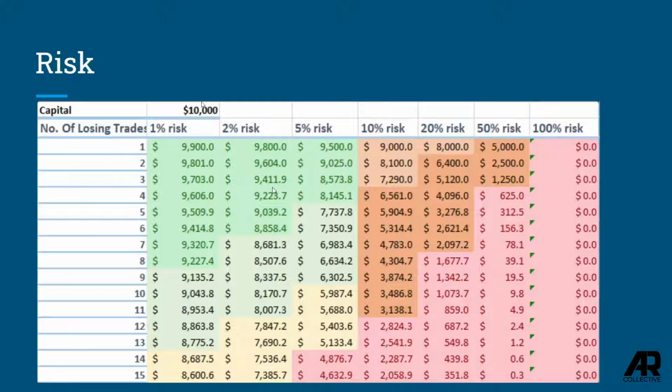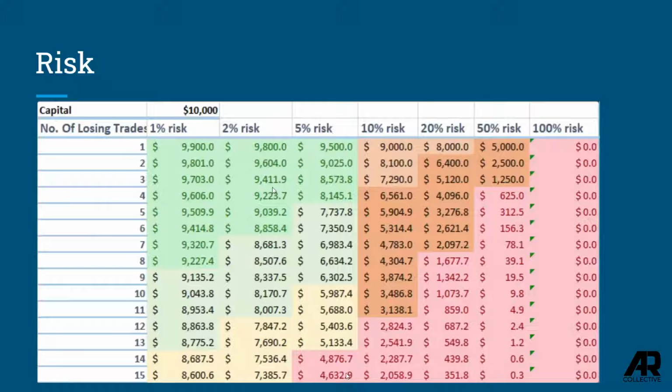So you have $10,000, and these are the numbers of losing trades. Of course, you may not have 15 repeating losing trades, but this is just an example of what risk can do for you, right? So we can see that if you risk 1% of that $10,000, it's very hard for you to get down to zero, right? Even if you have 15 losing trades back to back, you only are down $1,400 from your $10,000, right?